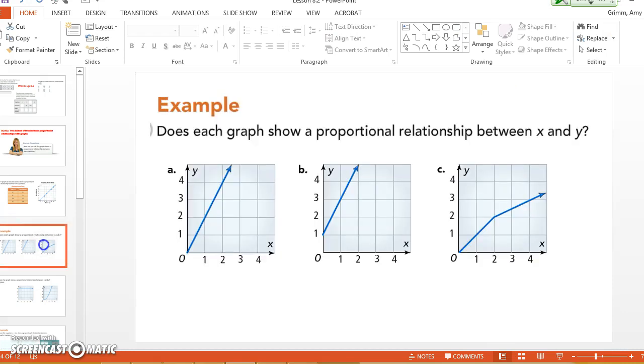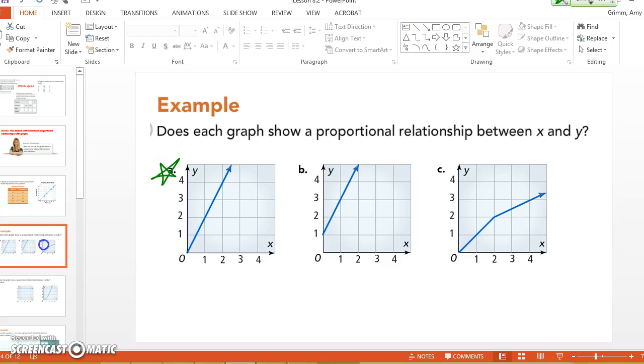All right, so look at these 3 graphs. Does each graph show a proportional relationship between x and y? So what do you guys think about graph A? Yes. What were the 2 things I said? Linear and 0, 0. So this one works, yes.